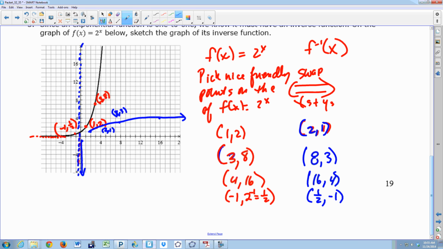And what about our favorite point, the x-intercept? What's that going to be here? On my inverse function, what's my x-intercept going to be?